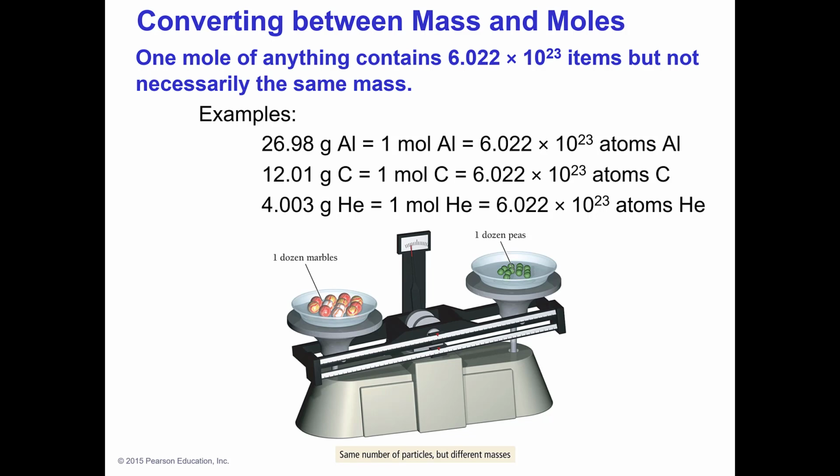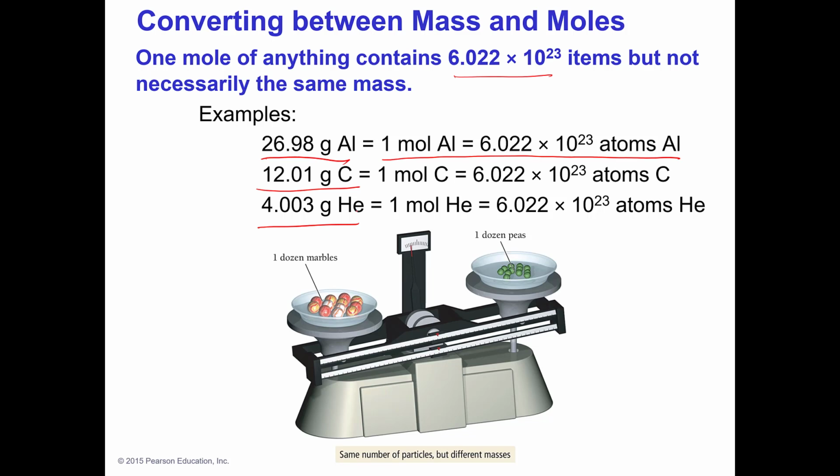So 1 mole of anything is 6.022 times 10 to the 23rd, but it doesn't mean that it has the same mass. What's interesting is that a mole of aluminum, with 6.022 times 10 to the 23rd atoms, is 26.98 grams of aluminum, whereas a mole of carbon is 12.01 grams, and a mole of helium is only 4 grams. So differences in the structure of these atoms give us different numbers.